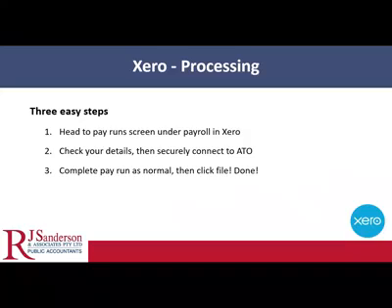Processing pay runs, once set up, hasn't changed. This is done through 3 steps. Process pay runs as normal by going to the Pay Employees section. Post pay run. Once posted, you're happy with it, click File, and the information will be automatically sent to the ATO.